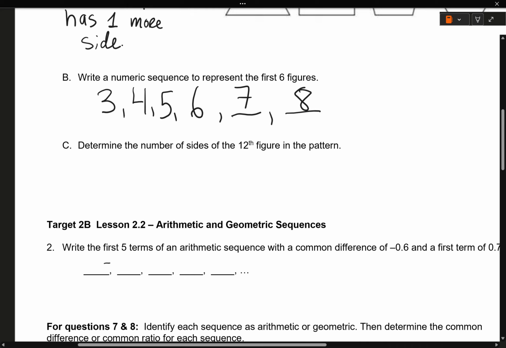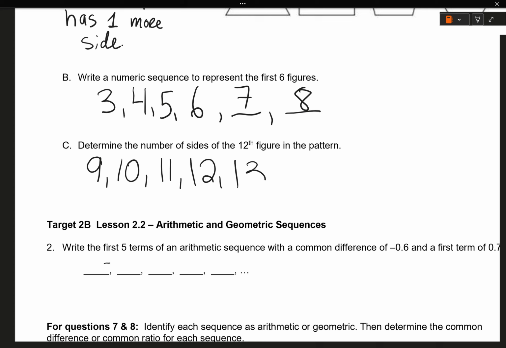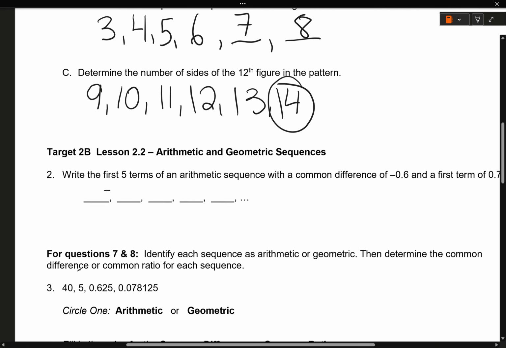In letter C, I'm asking to determine the number of sides of the 12th figure of the pattern. Well, that means I need 6 more figures after the one I had written in letter B. So 6 more would be 9, 10, 11, 12, 13, 14 sides. Good thing I didn't ask us to draw it, because can you imagine? Oh my god. All right, number 2.